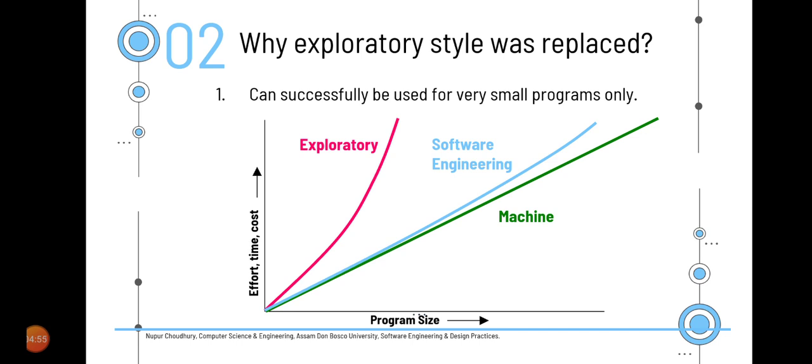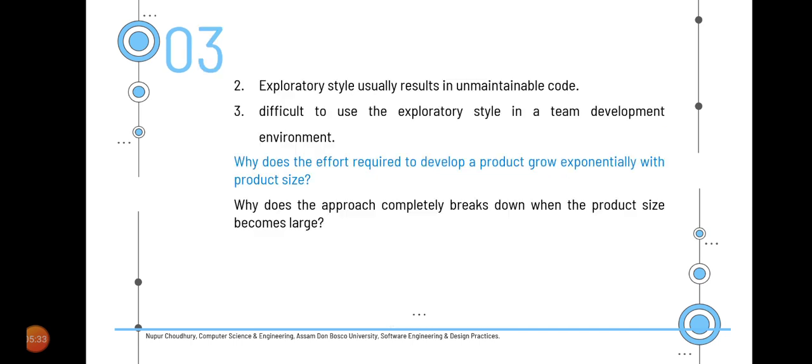exploratory style of programming. However, if you deploy all the software engineering principles and methods, then it will give you exactly a linear rise, which is represented using the green line. The very basic thing you need to remember is that in the exploratory style, the cost, effort, time increases almost exponentially, whereas using software engineering principles, it's down to almost a linear increase.